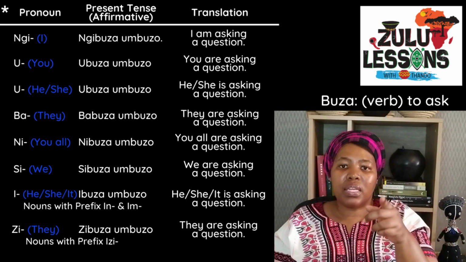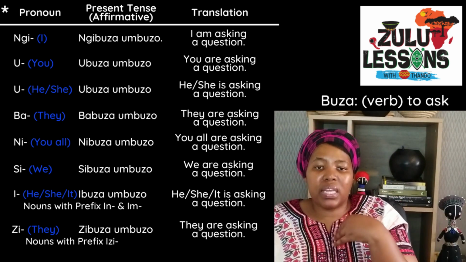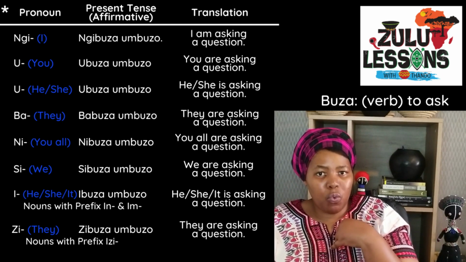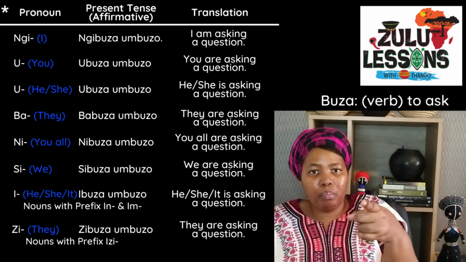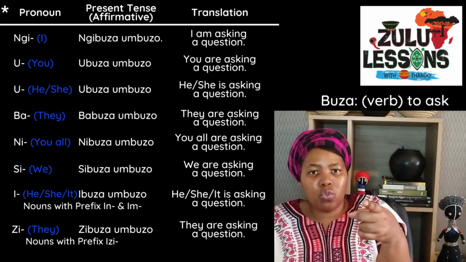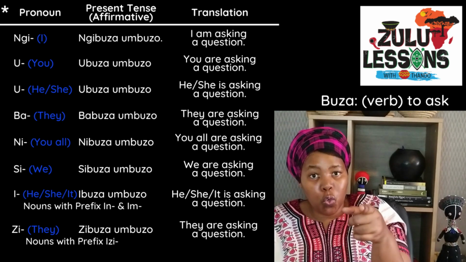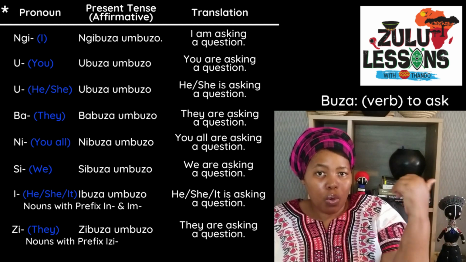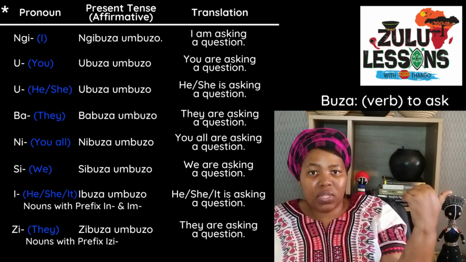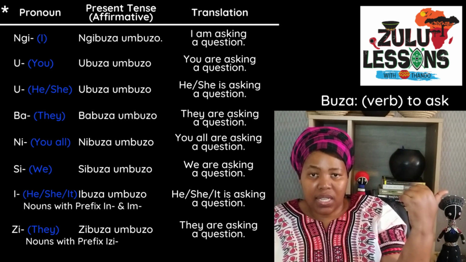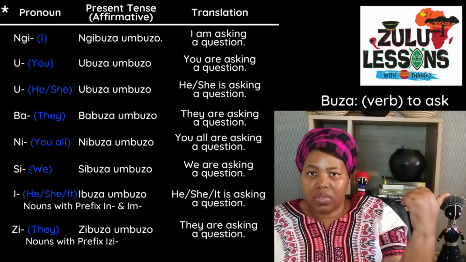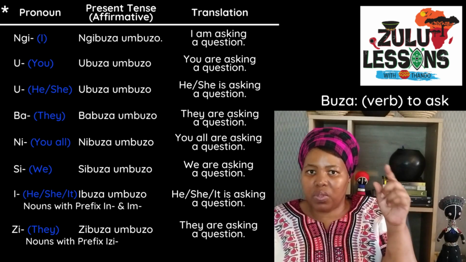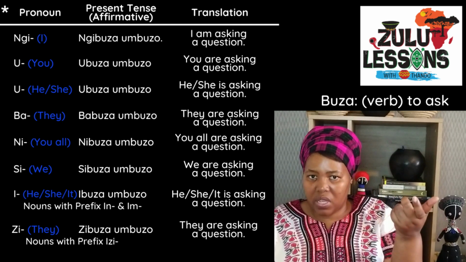Now let's look at it. Ngibuza umbuzo. I am asking a question. Ubuza umbuzo. You are asking a question. Ubuza umbuzo. He or she is asking a question. Did you hear the difference between the o's? Always remember the difference so that you don't confuse people on who you are talking about.